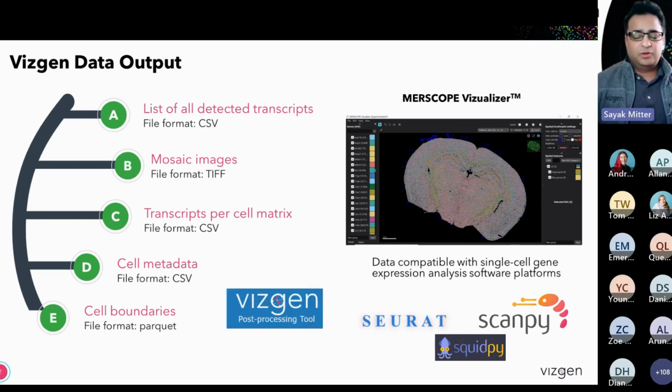I do want to further mention one small additional tool that we provide to help our users. And this is the Vizgen post-processing tool. This post-processing tool helps with cell segmentation. If you feel that there is room for improvement in the cell segmentation that you have acquired from the MERSCOPE, the Vizgen post-processing tool helps you with identifying cell segmentation. So this is an additional tool that we provide.